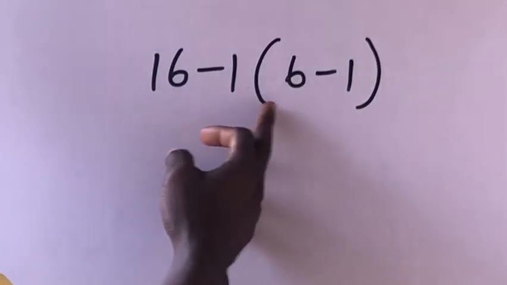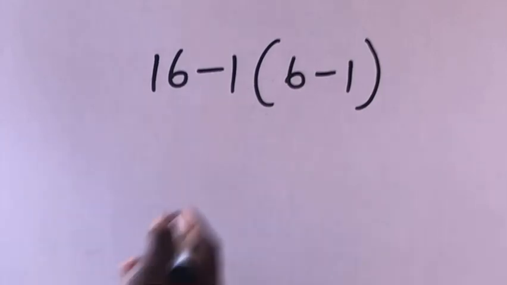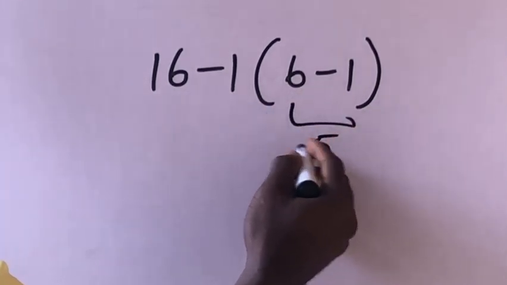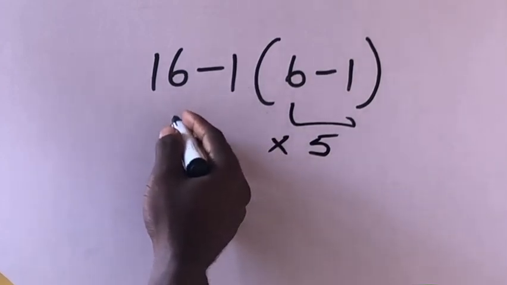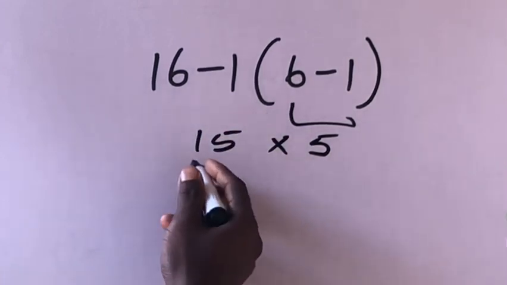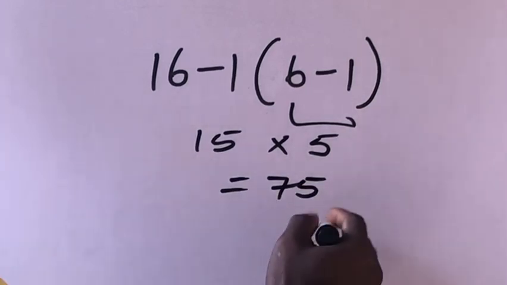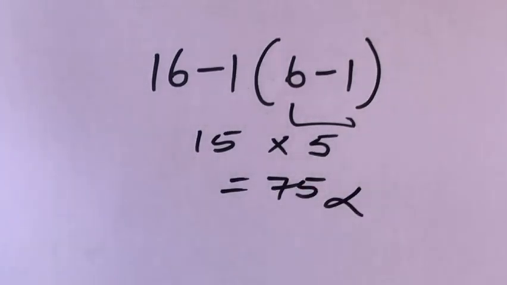16 minus 1 times 6 minus 1. This minus this will give us what? 5 times this minus this will give us 15. 15 times 5 will give us 75. But this answer is not correct.